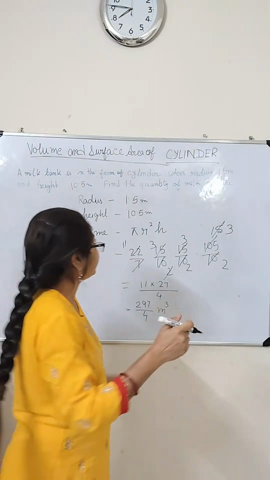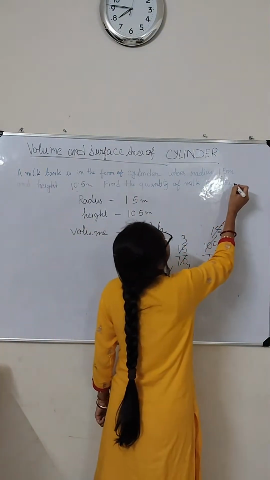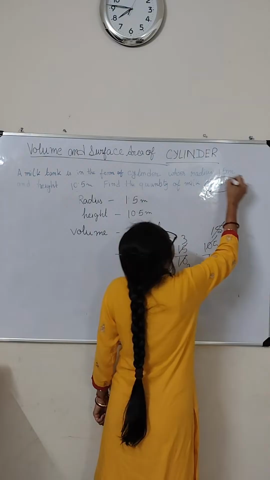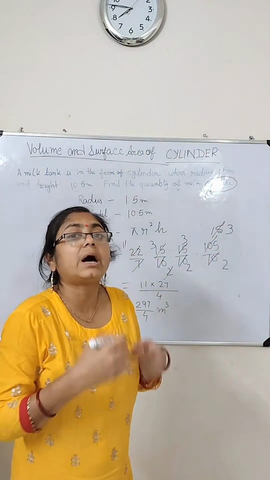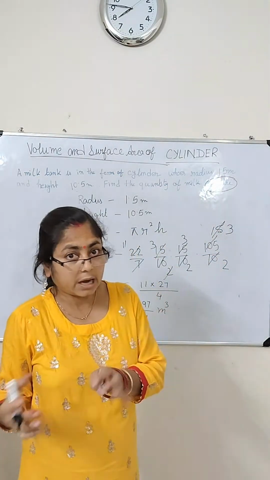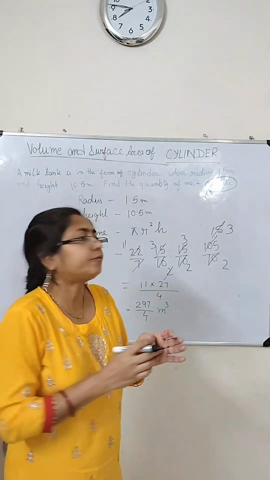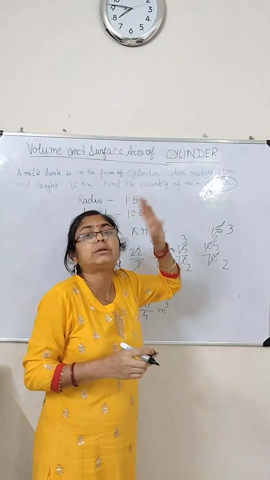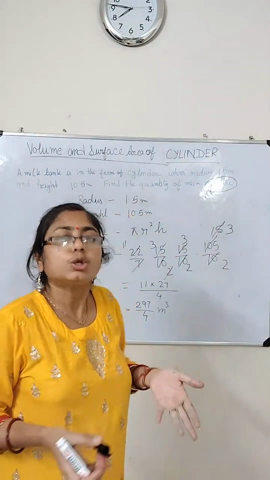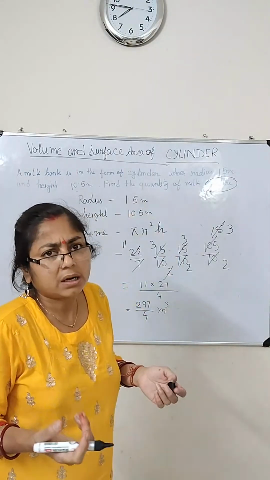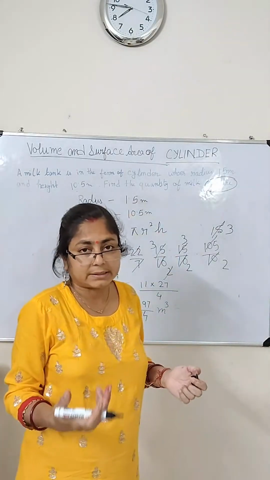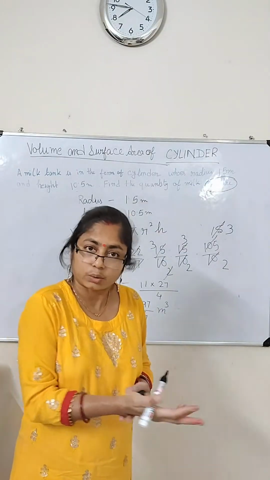Now one thing: quantity of milk, but the unit is liter. Now you convert the meter to the liter. How can you do this one? First you find out the volume, but the volume comes in meter. So you convert it, but milk never uses meter. So you convert the meter into the liter.